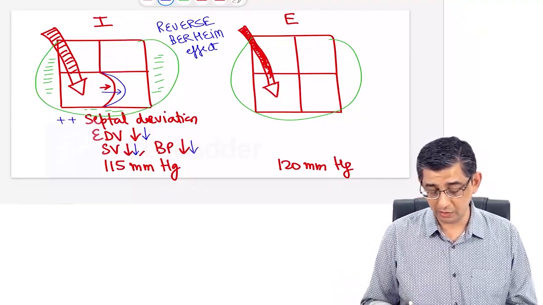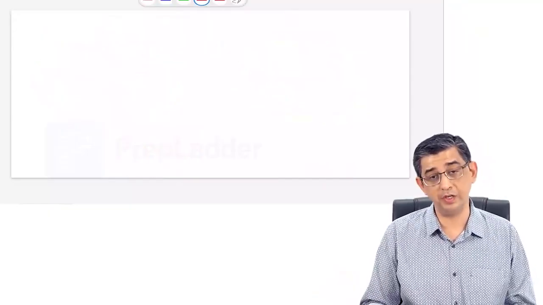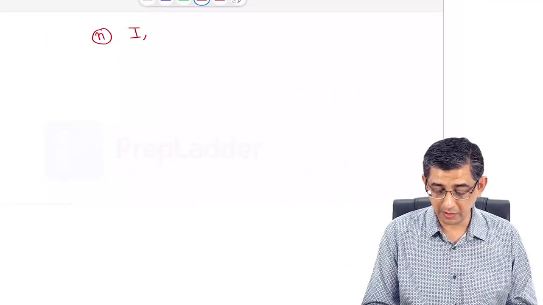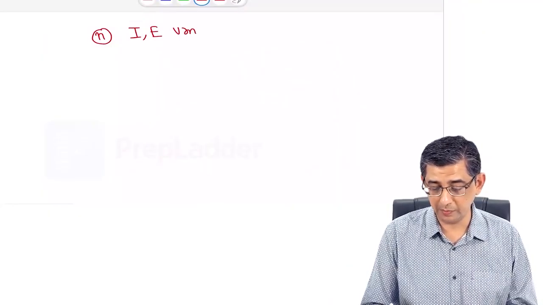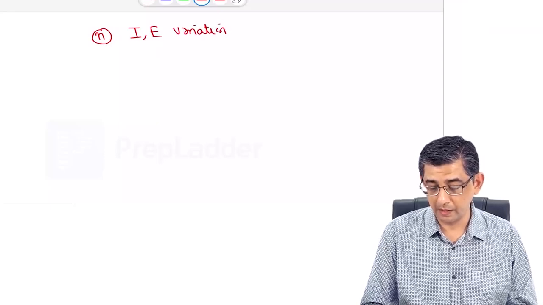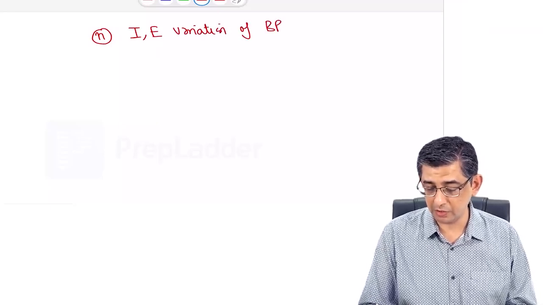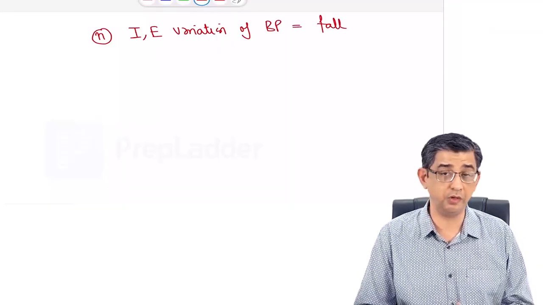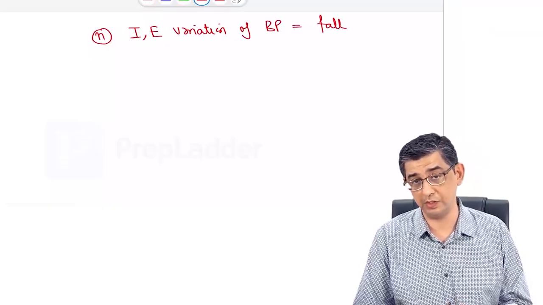Let's just jot down the theory here, guys, and this is important for the exam. I first told you that in a normal person, the inspiratory-expiratory variation of blood pressure always occurs. This variation will always be associated with a fall. The word is fall. JVP falls on inspiration, blood pressure also falls on inspiration.